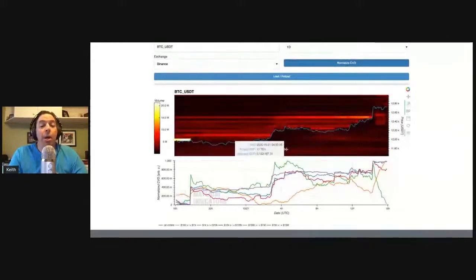So the lower chart is a CVD, cumulative volume delta. And what makes ours unique is just looking at the cumulative volume alone doesn't really give you a clear picture.